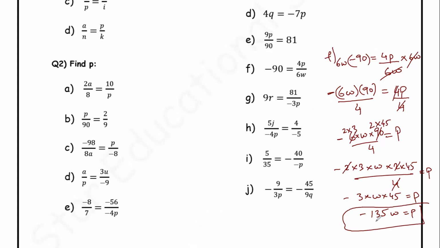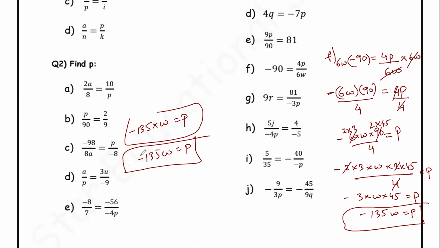into W or simply W. So you can write down negative 135 into W is equal to P, or just negative 135 W is equal to P. Got it?